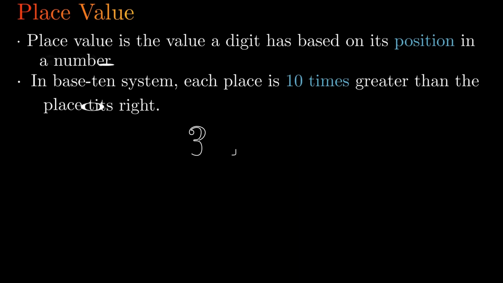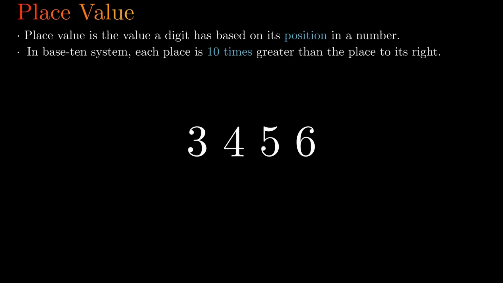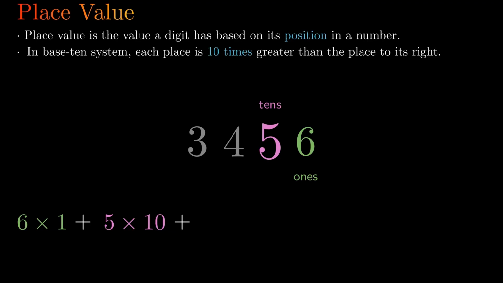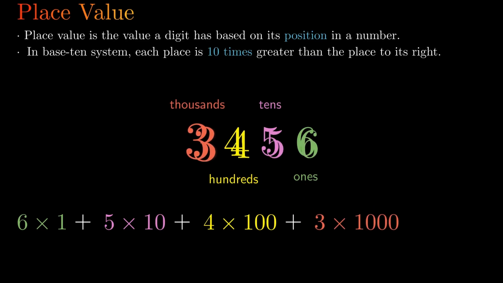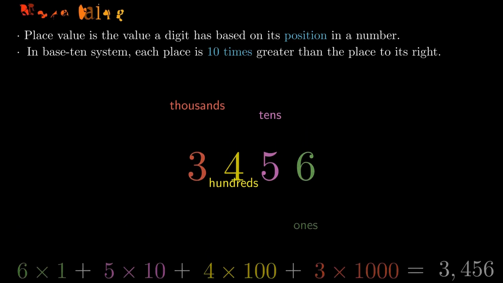Take the number 3,456. Every digit in this number has a specific value based on its position. The 6 is in the ones place. Its value is simply 6. The 5 is in the tens place. Its value is 50. The 4 is in the hundreds place. Its value is 400. The 3 is in the thousands place. Its value is 3,000. Understanding place value is crucial because we need it for rounding.